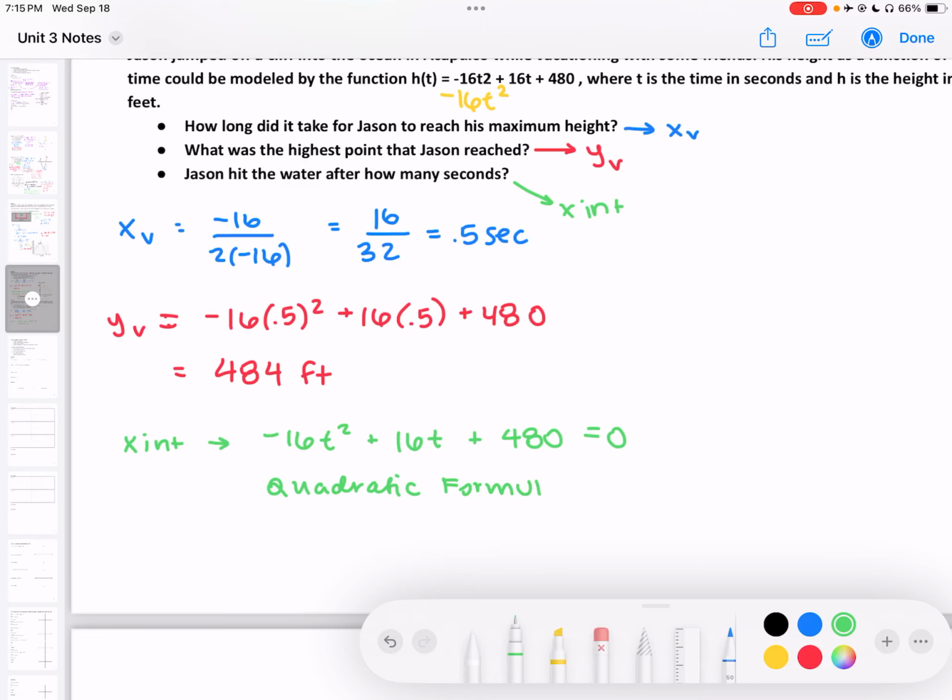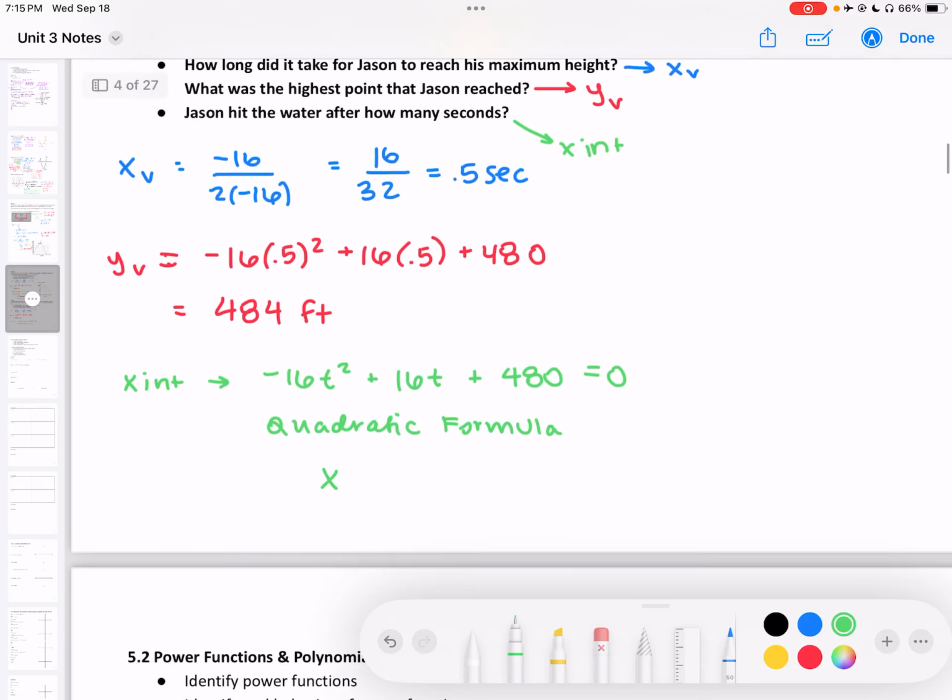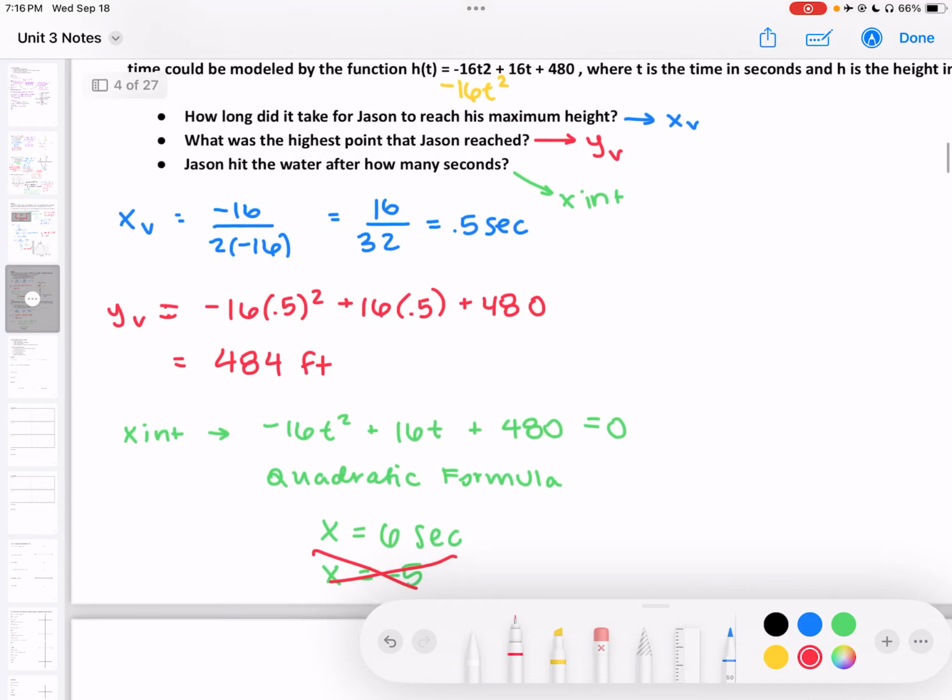You will get 2 answers. You want the positive answer. So let's see what that comes out to. It will be 6 seconds and negative 5. So remember, that's the one we don't want. It doesn't make sense.